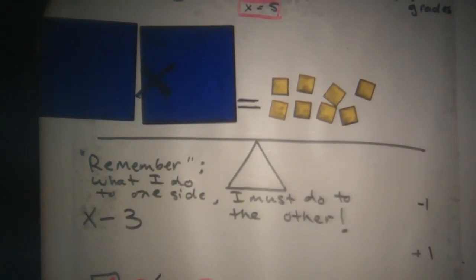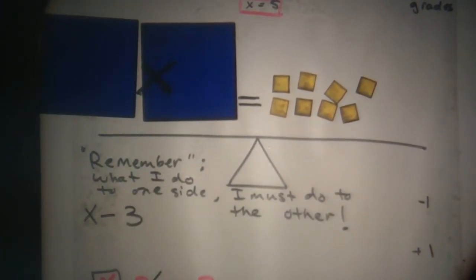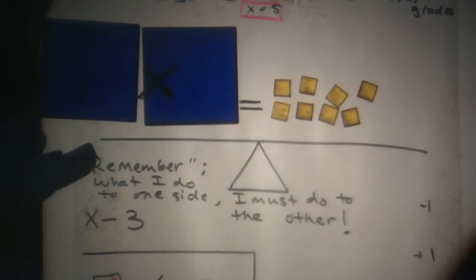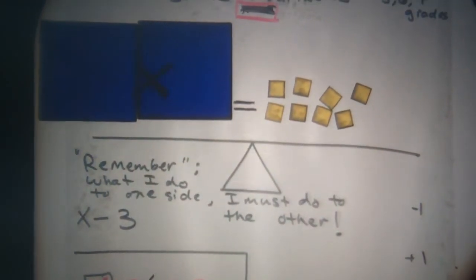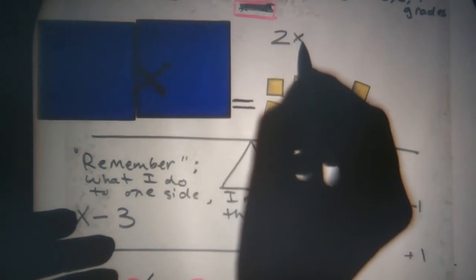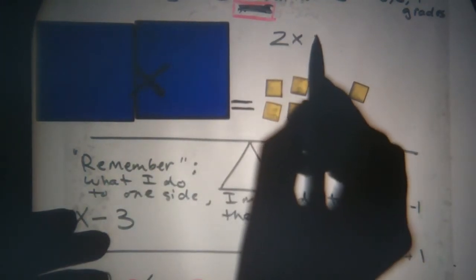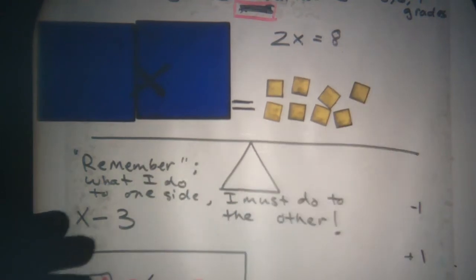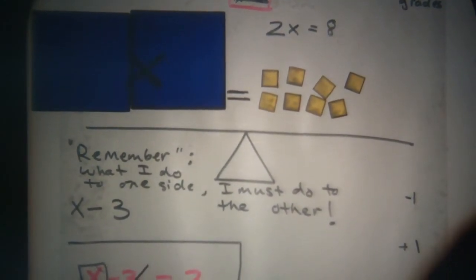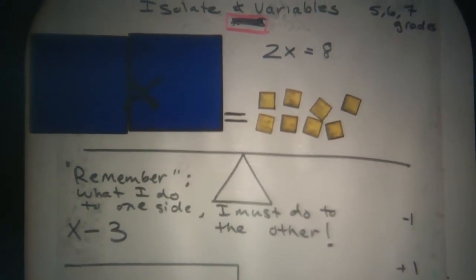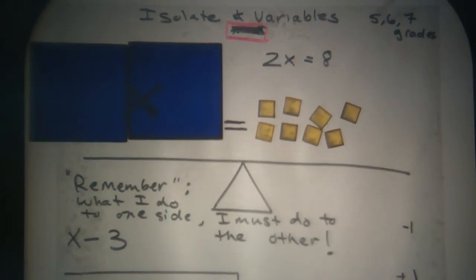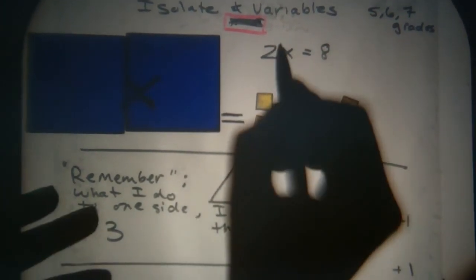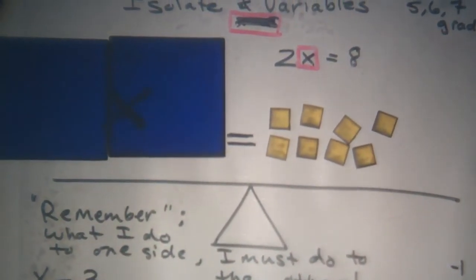So at this point, my equation is 2 times x. I can just put 2x. That means the same as 2x equals 8. Well, I have a problem now. I need to isolate my x. I haven't isolated the x yet. X does not want to be glommed onto 2. It wants to be all by itself on that side.